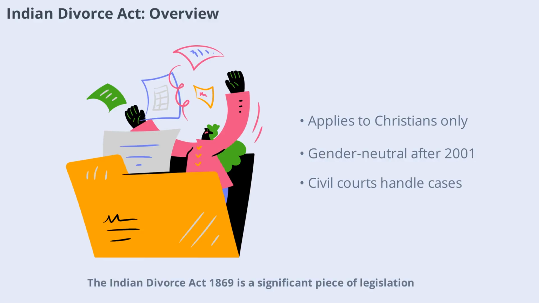The Indian Divorce Act, 1869, is a significant piece of legislation governing divorce among Christians in India. It provides the legal framework for dissolving marriages, judicial separation, and restitution of conjugal rights. Notably, the Act was amended in 2001 to ensure gender neutrality, granting equal rights to both husbands and wives. This amendment modernized the law, aligning it with constitutional values of justice and equality.